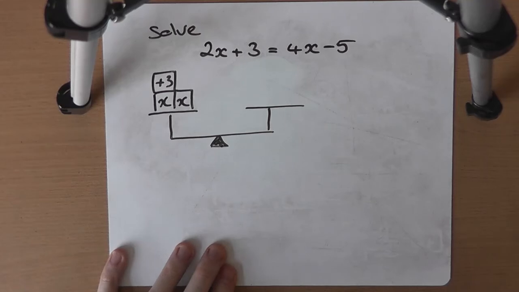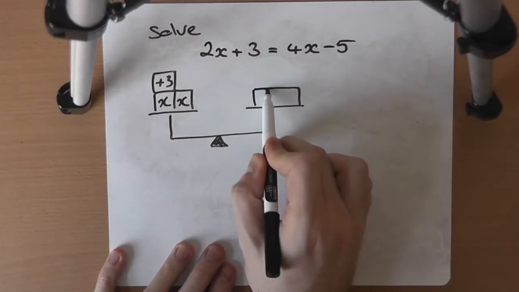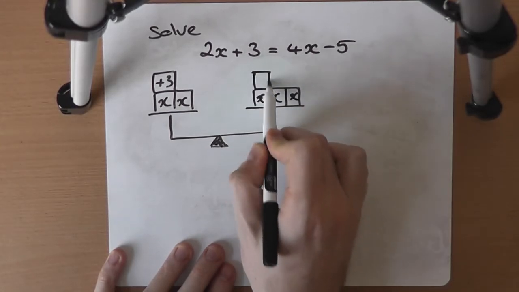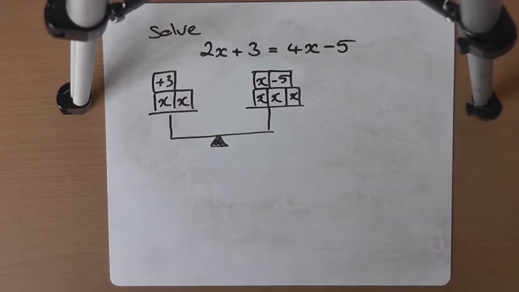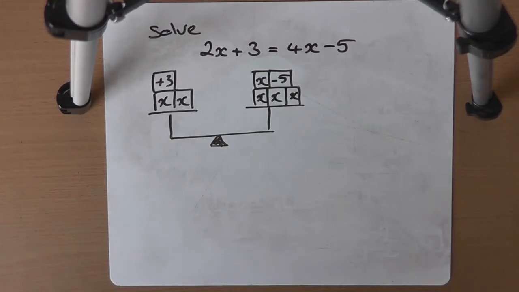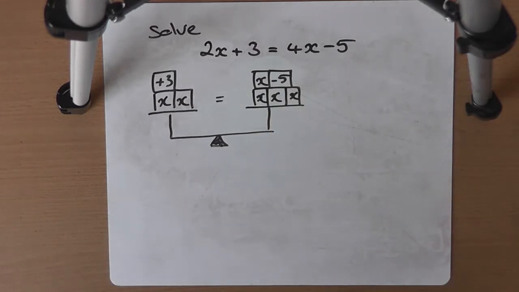I need to make sure that I've got the plus symbol in there, just because we don't want to lose track of any information. On the other side, I've got 4 x's, so I'm going to have 4 blocks of x. That's 1, 2, 3, and then 4. And I'm going to have a block with the minus 5 in it. So there we've got 2 x's plus 3 and 4 x's minus 5. That's the two sides of the equation here, and they are currently balanced. They are equal to each other.